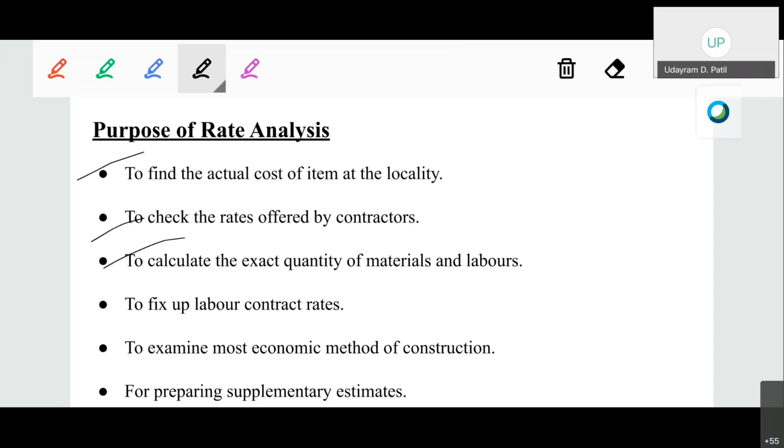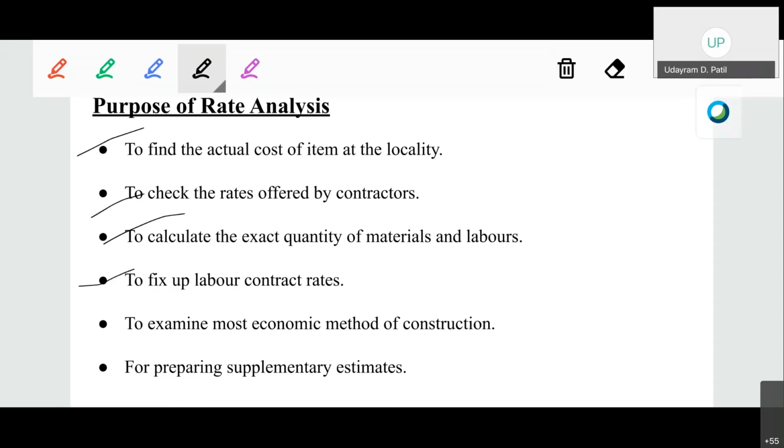Next will be to fix the labor contract rates. Okay, आता हे आपलं झालं नाही. Types of the contracts is not in your particular syllabus. I think I have types of the contracts आपलं ते घेतलं नाही आपण. Okay, that will be for your self study.